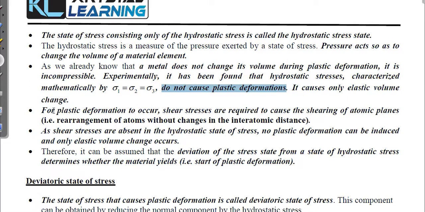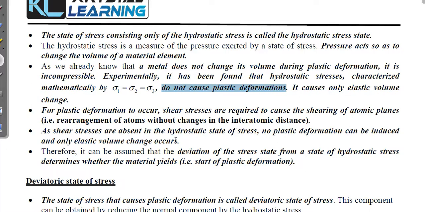Now let's see what the condition for plastic deformation is. For plastic deformation to occur, shear stresses are required to cause shearing of atomic planes. You are deforming the shape, so you are shearing the atomic planes, or rearranging atoms without change in interatomic distances, because the volume is not changing. The atoms just rearrange into different positions. So you need a shearing stress. As shear stresses are absent in the hydrostatic state of stress, no plastic deformation can be induced and only elastic volume change occurs.